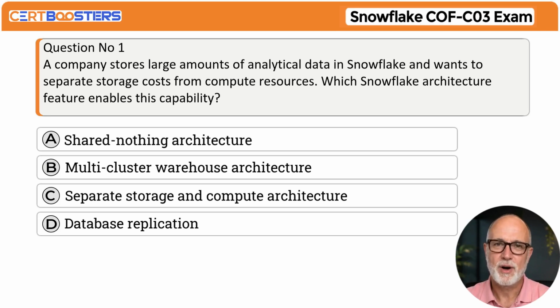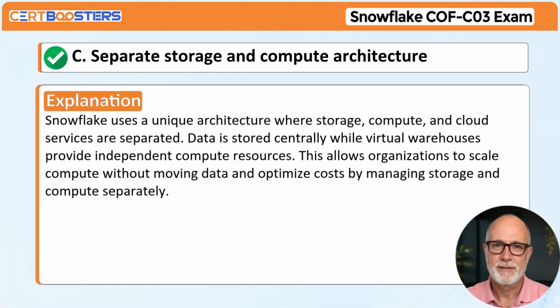A company stores large amounts of analytical data in Snowflake and wants to separate storage costs from compute resources. Which Snowflake architecture feature enables this capability? A. Shared nothing architecture. B. Multi-cluster warehouse architecture. C. Separate storage and compute architecture. D. Database replication. Correct answer. C. Separate storage and compute architecture.